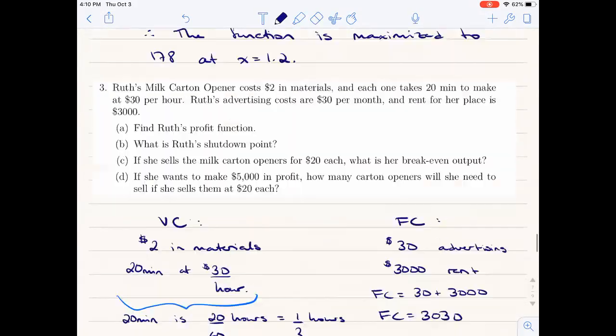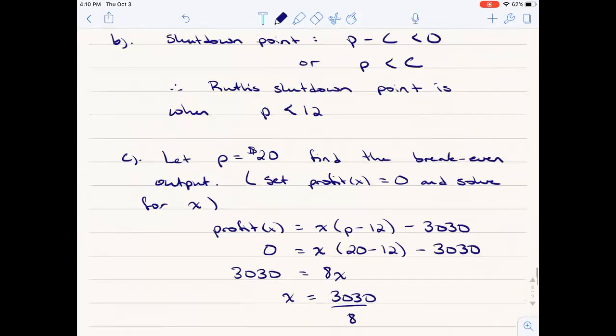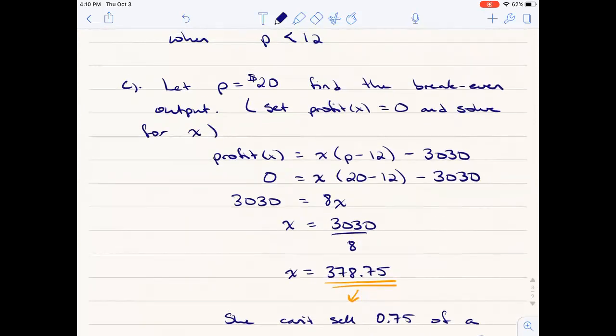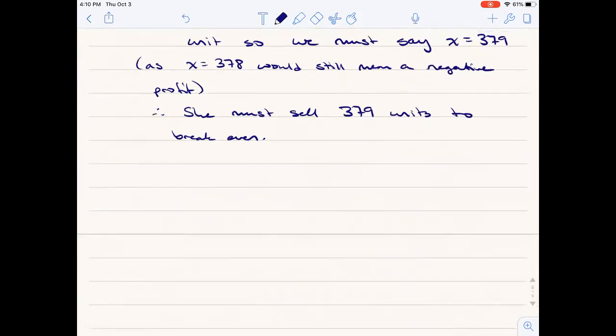Then part D is similar, right? So now if she wants to make a real profit, so now she wants to make $5,000 in profit, how many carton openers will she need to sell if she sells them at $20 each still, right? And so we know the profit function, if P is 20, we can just skip to the profit of X, or actually, no, that's lazy of me. Part D, here we go.